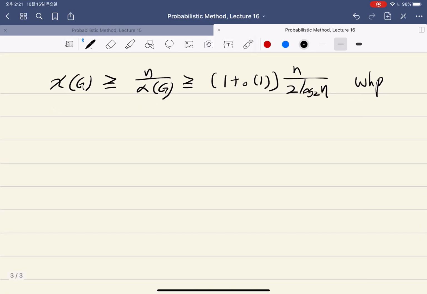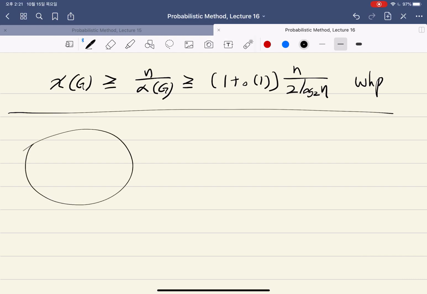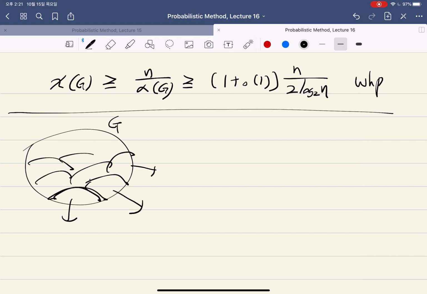So now we want to show the upper bound. How do we want to show the upper bound? We have a graph G, and our goal is to partition it into independent sets, with the number of independent sets not too many. That's what we want to ensure. So what we do is take an independent set and take it out. In the remaining graph, we take an independent set and take it out, and again, and so on. We want to do that.